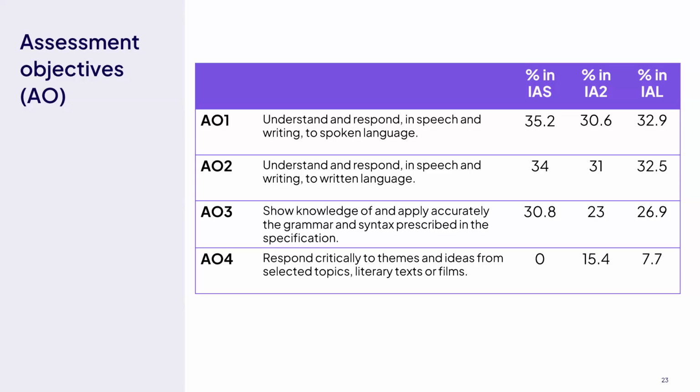Assessment objective 2 is understand and respond in speech and writing to written language. So they understand and respond to written language in writing in the reading comprehension, don't they? They read a text and they answer the questions. And they understand and respond to written language in speech because in the AS speaking test, they have to read a card in their preparation time, and then in their test, they have to talk about the content of that card.